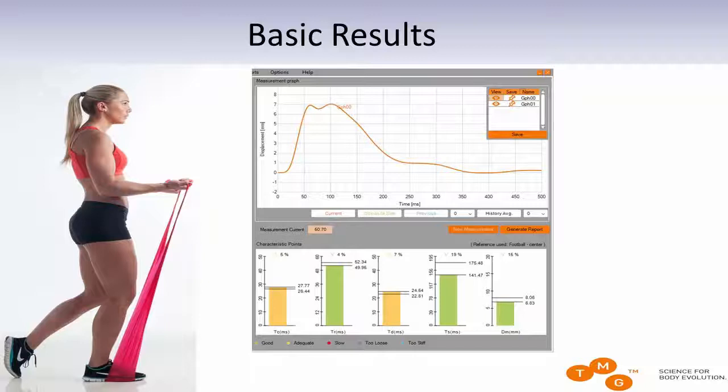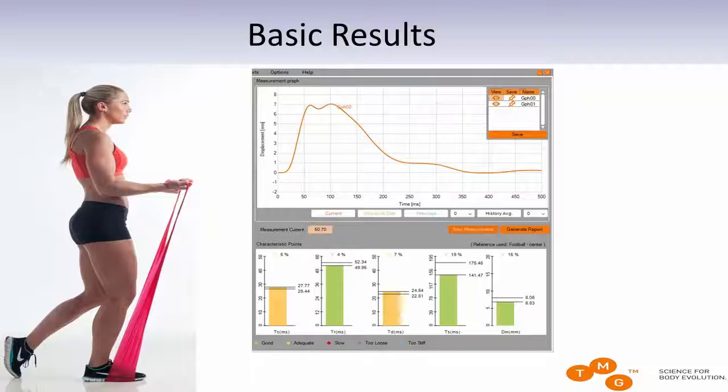Contraction time is 5% slower than the average, so you get a yellow color, and you will get 3 different colors. You get green if you are faster than the average. You will get yellow if you are up to 20% slower than the average, which is considered adequate, acceptable. And if you are more than 20% slower than the average, you will get a red color, and it will tell you, okay, this muscle is slow.